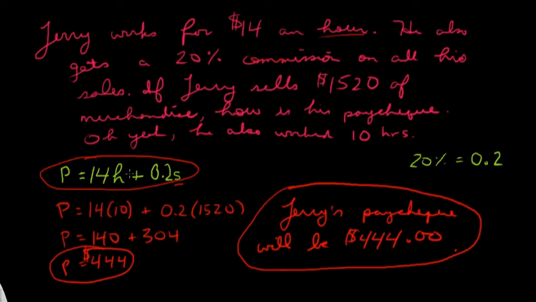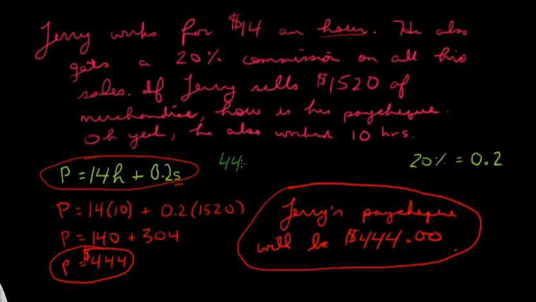The other key is at the very end, you can actually test your answer. So I think I'm done now, but do I really know that I'm right? Well, take a look. I found that P equals 444, right? Well, if I take 444 and I plug it in over here, and then I plug these numbers in, I'm still going to find the same thing, right? 444 will equal that.